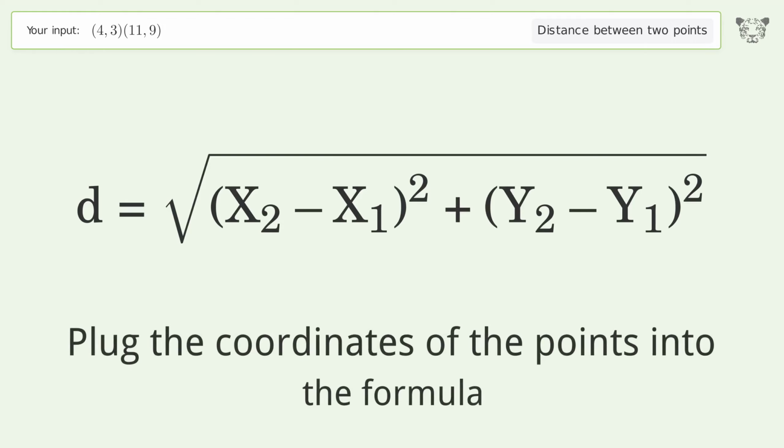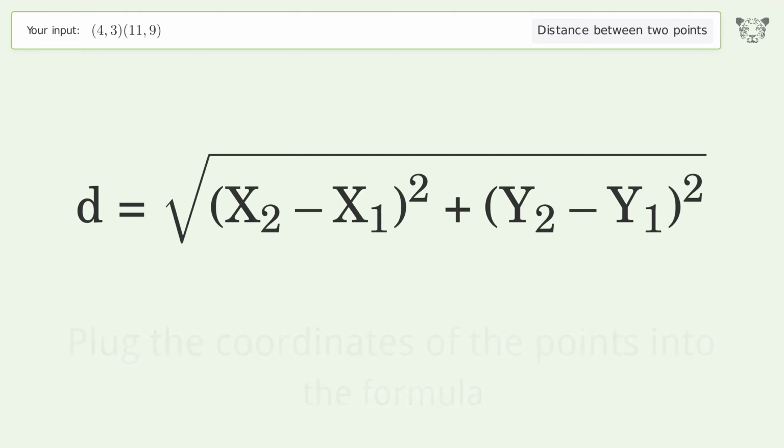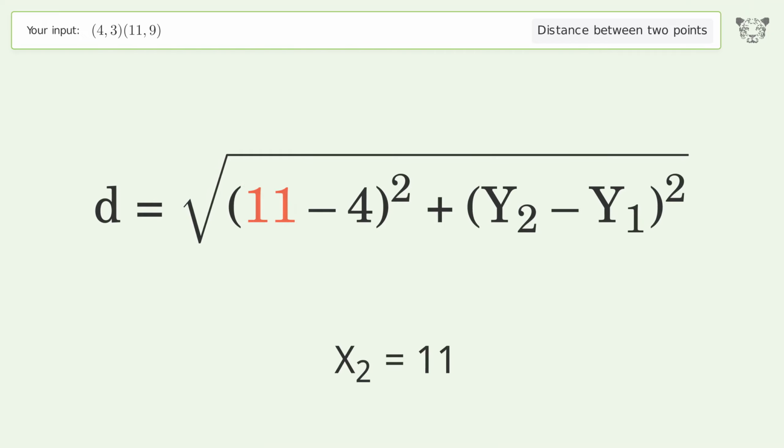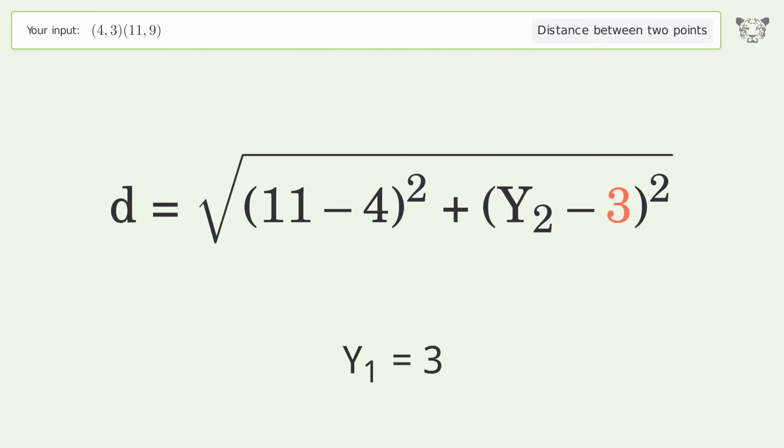Plug the coordinates of the points into the formula. x1 equals 4. x2 equals 11. y1 equals 3. y2 equals 9.